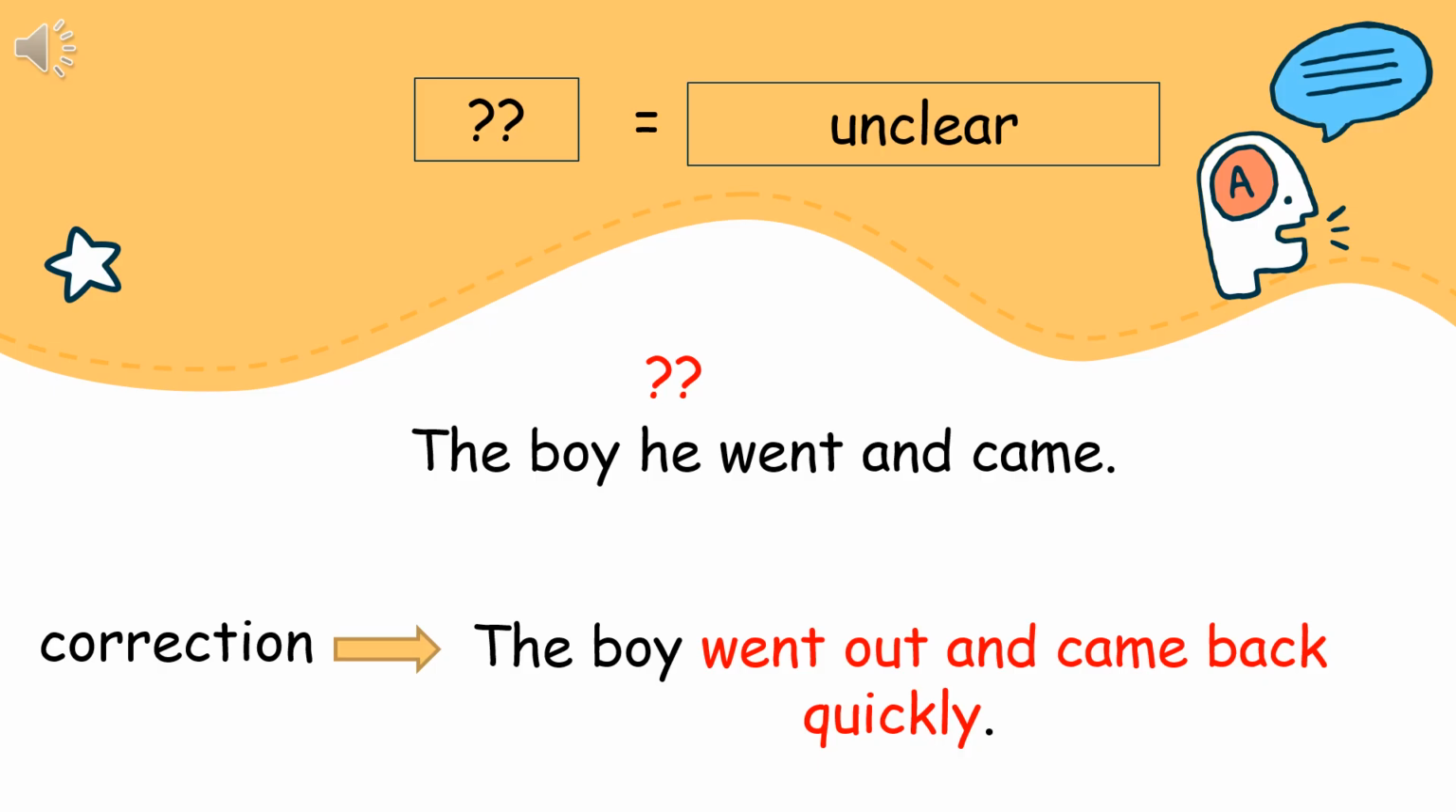The next proofreading symbol is the two question marks, which means that what you wrote is unclear. You have to clarify it. For example, in the following sentence, there is the two question marks proofreading symbol above it since it is not clear. Therefore, it should be written correctly by adding words to clarify it.